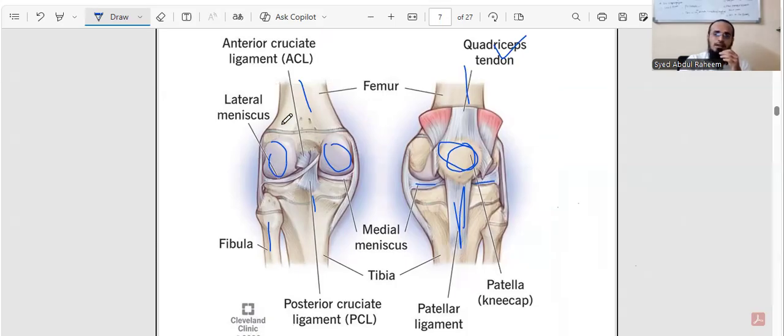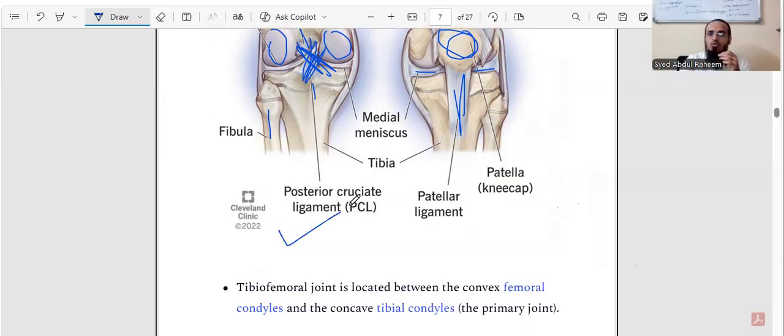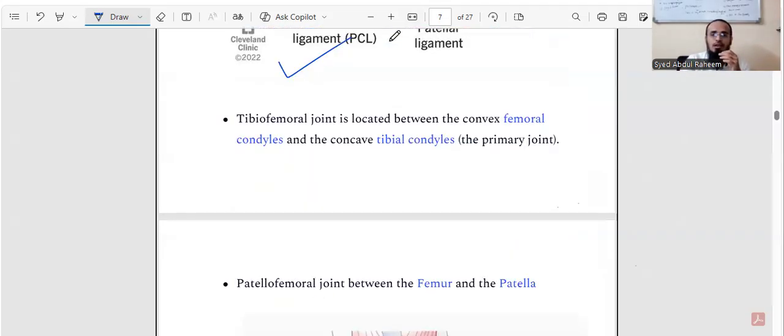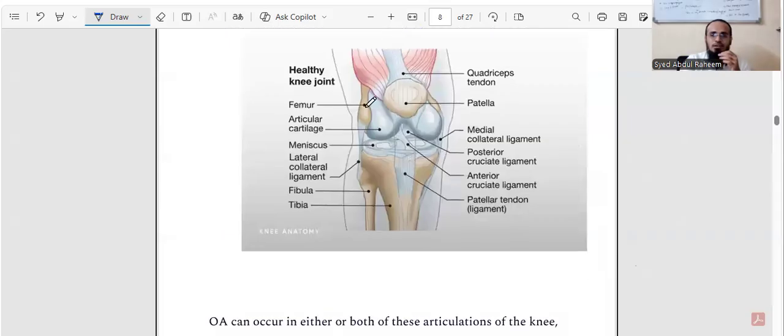Okay. And you can see the ligaments. This is the ACL ligament. Most people have an ACL tear. These ligaments are holding the knee joint, cross by cross, like this. So ACL, anterior cruciate ligament, and you have posterior cruciate ligament. Okay, these are the ligaments. And you can see the knee joint.